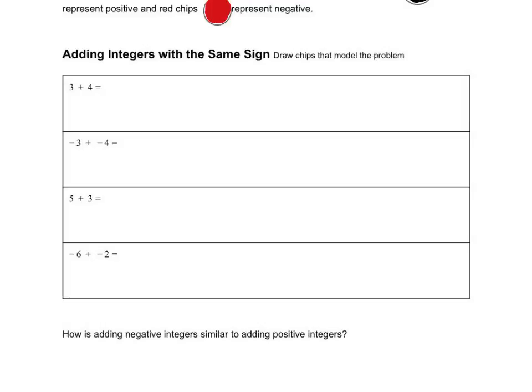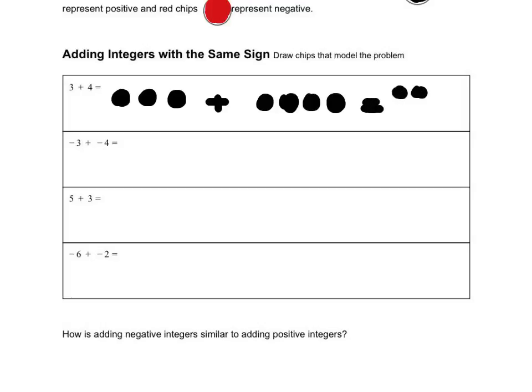Because we have two positive numbers, I am going to represent this with black chips. So I have 1, 2, 3, and then I would be adding to it an additional 4. Because I have all of the same color chip, all black, I can just add like normal and I would end up with 7 black chips. So that's how using these colored chips in this model works.